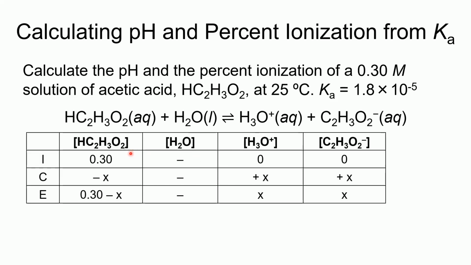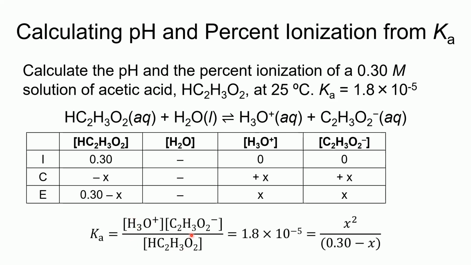Here is our concentration table. Our original concentration was 0.30. Just like we saw in the previous couple of problems, the initial concentration of hydronium and the acetate ion are 0. As I said throughout chapter 16, that's going to be the case. This one will decrease by x, so 0.30 minus x, and these two will each increase by x, giving us x and x. Our equilibrium constant expression is going to be hydronium times acetate over acetic acid. And so there is our expression.